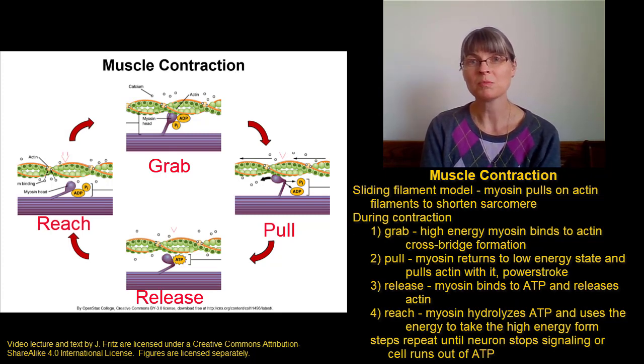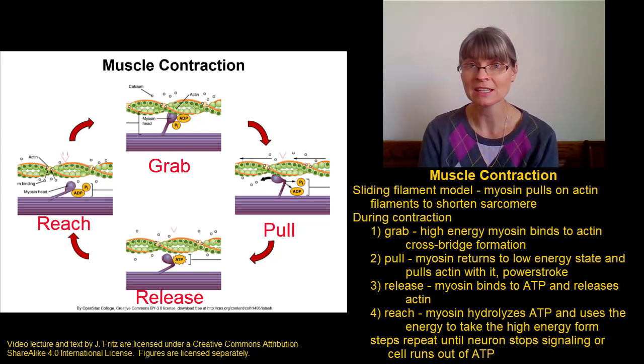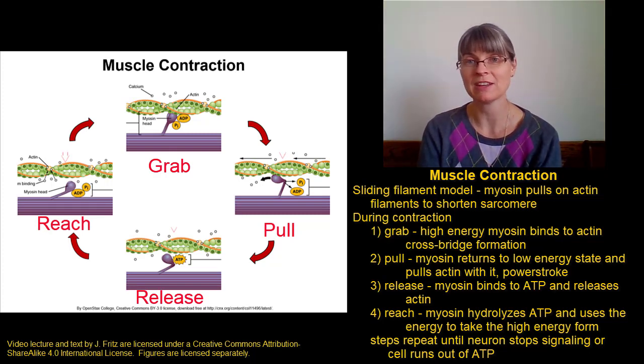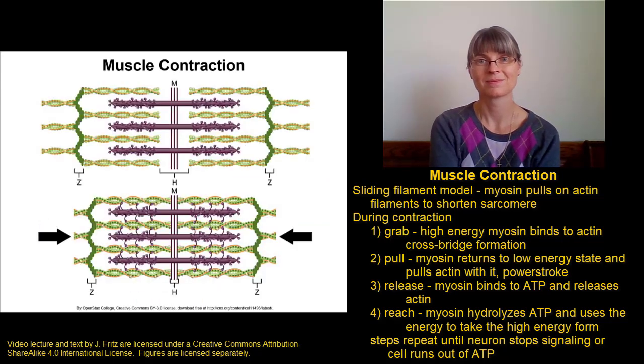This cycle of steps repeats about 5 times per second, and it'll keep going until either the neuron stops signaling, meaning it's time to stop the contraction, or until the muscle cell runs out of ATP. If the muscle cell runs out of ATP, you can't release from the actin to go through the cycle again, so the contraction will stop there.